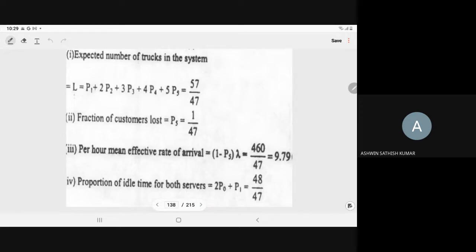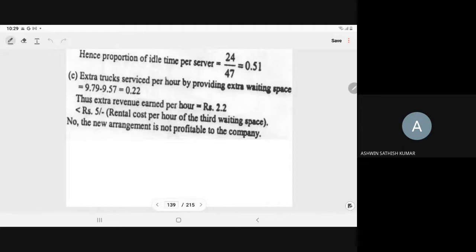So these are the four parts when m is equal to 5. You can compute all of this yourself, we just have to compute the L. P5, then lambda bar, because this value we require, is 460 upon 47. Then the proportion of the idle time, that is 2 p0 plus p1, divided by 2, so per server it will come. So here we have the per server.